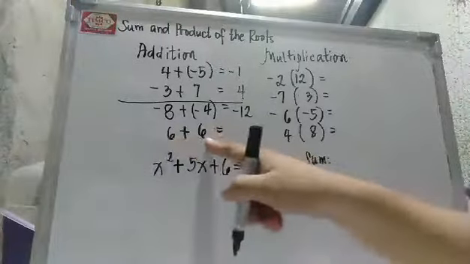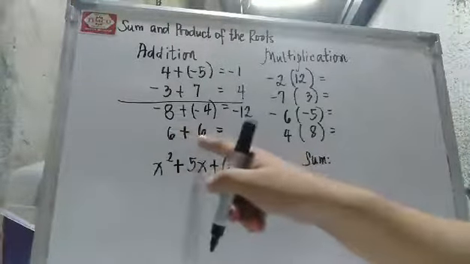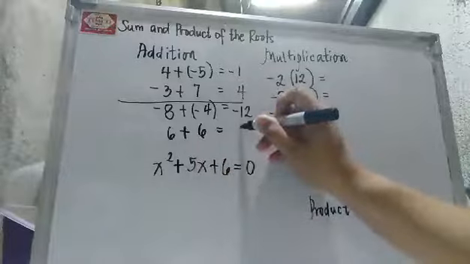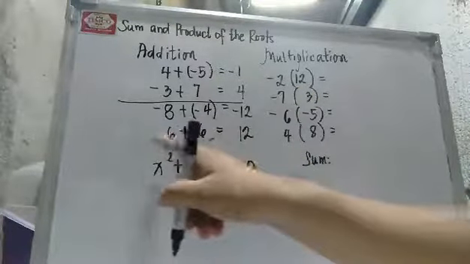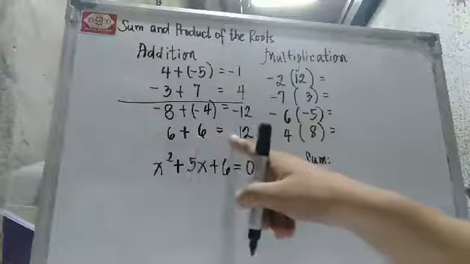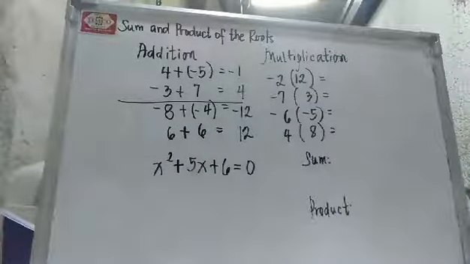6 plus 6, and they have also the same sign which is positive. So it is 6 plus 6, we have 12. And the sign of these two numbers are positive. So therefore, it is positive 12. Now, how about the multiplication?